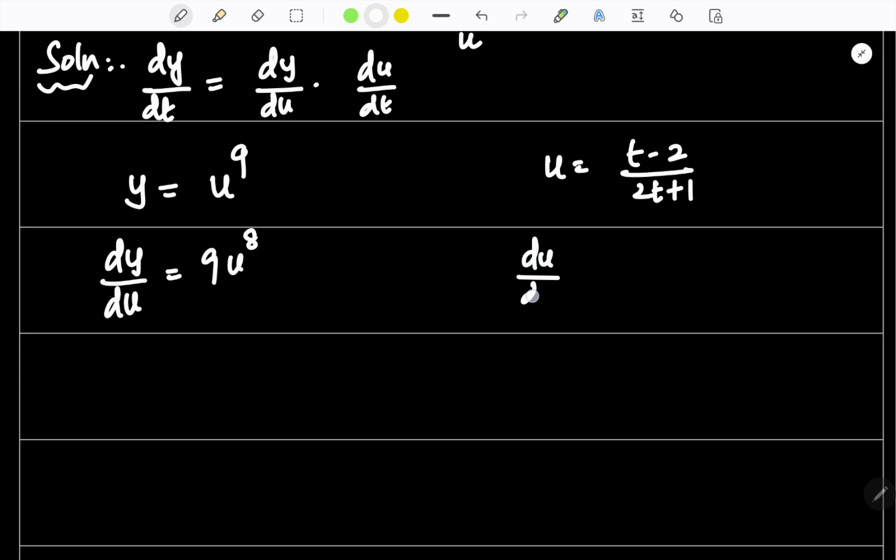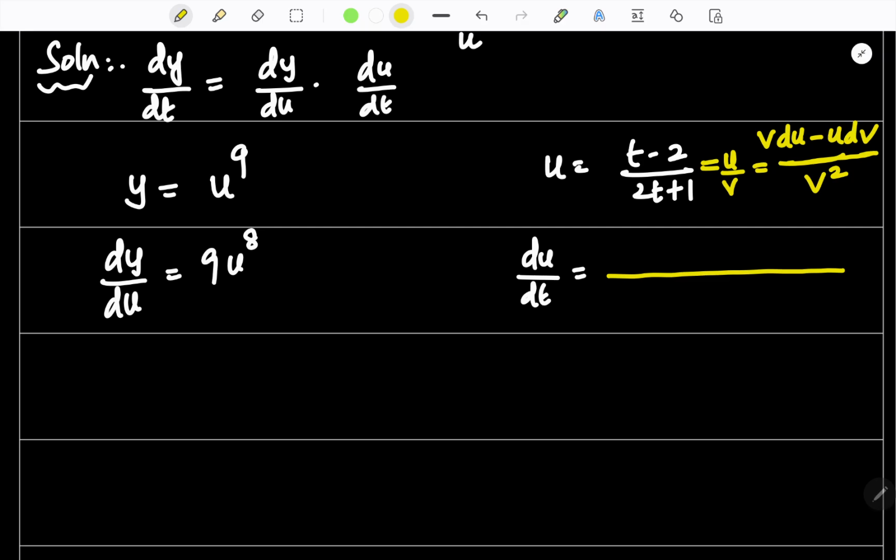And du/dt, how does it look? It looks like u by v. So what is the u by v rule? It is (v times the derivative of u minus u times the derivative of v) divided by v squared. You must remember this rule, it's very, very important. What is your v? 2t + 1, the whole square. And the derivative of t - 2: the derivative of t is 1, and the derivative of -2 is 0. And then the formula comes with a minus.